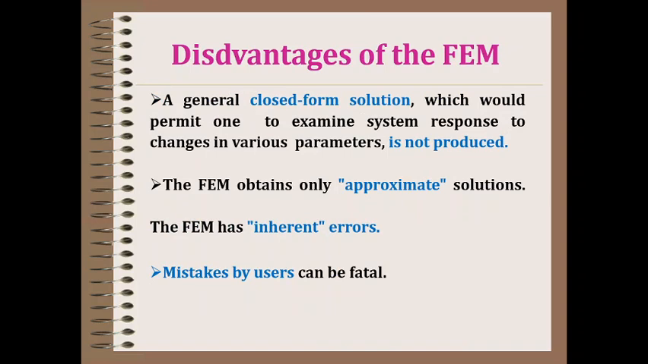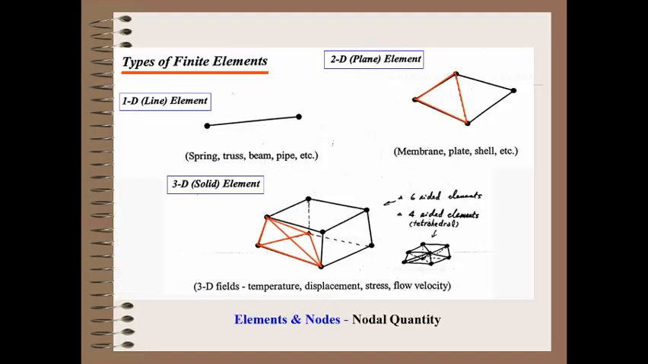So the disadvantage of the FEM is that a general closed form solution, which would permit one to examine system response to changes in various parameters, is not produced. Then the FEM obtains only approximate solutions. The FEM has inherent errors. So mistakes by users can be fatal. Sometimes the user can make many mistakes when solving the problems.